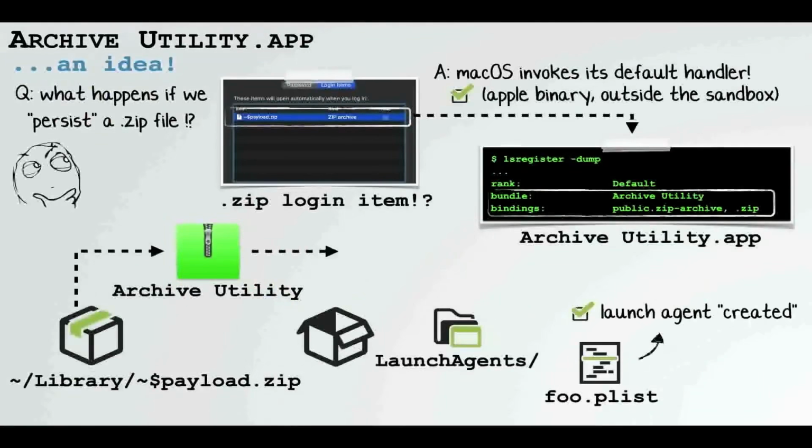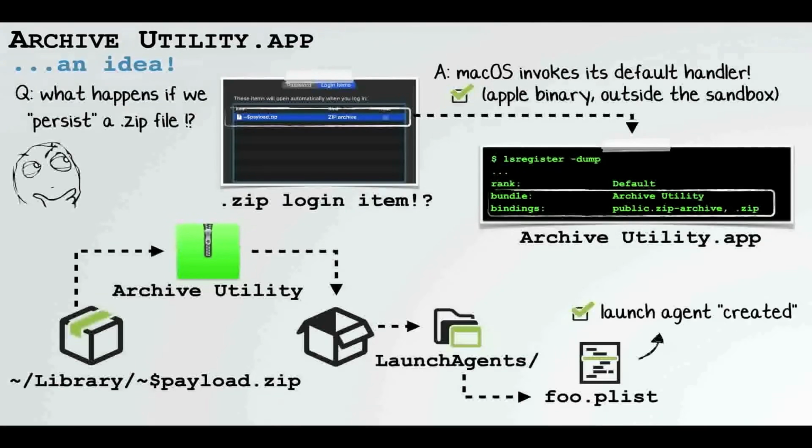This is where things get beautiful. So, I had a random idea. What happens if you create a login item that is not a binary or an application? Like, what happens if you persist a zip file? How does the system handle that? Again, recall we can create these login items from the sandbox. They can't take arguments and they can't be random binaries, but what happens if we persist a zip file, right?